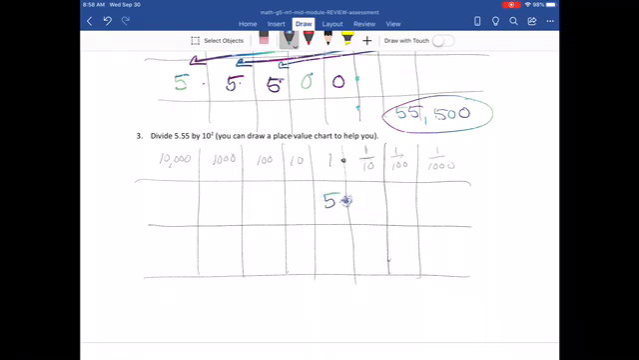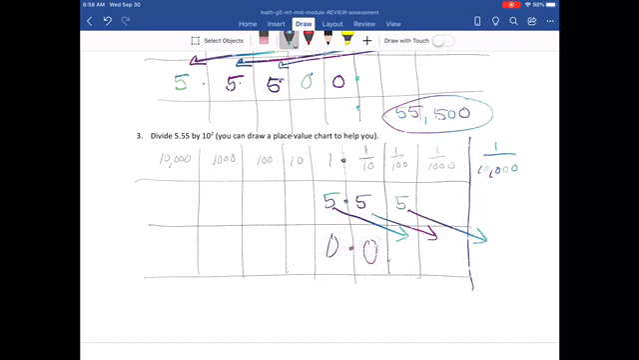Number 3, we have the same 5.55, but now we're dividing by 10 to the 2nd power. So we have to move it 2 times. I don't have enough here. I need a 10 thousandths here. So I have to move 2 times. I get 0.0555.